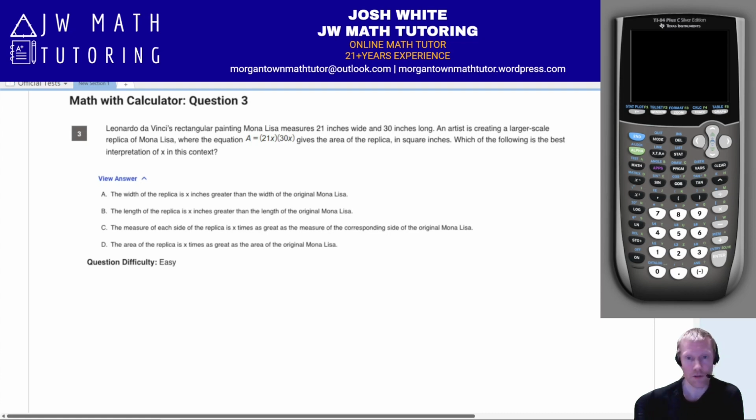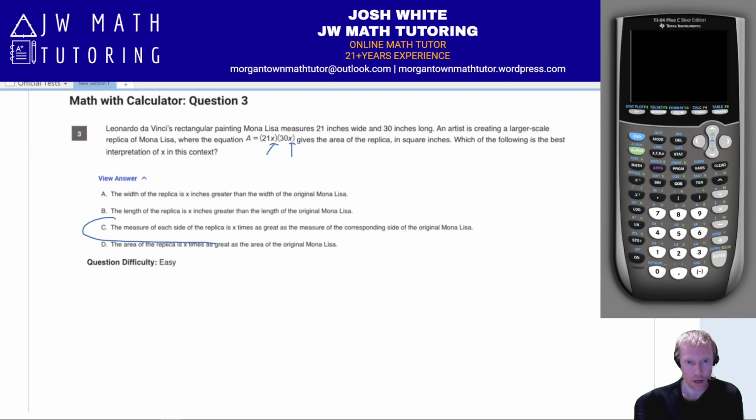For the next question, question 3, they have an original painting, which is 21 inches by 30 inches, but an artist is going to create a larger version of that. And so to keep the same proportions, you're going to have to multiply both sides by some scale factor or some value. And that's what the x is here. Okay, x is basically the scale factor, if you want to think about it in geometry terms, that you're multiplying each side by so that the proportions between the length and the width stay the same. So that's why the correct answer is letter C.